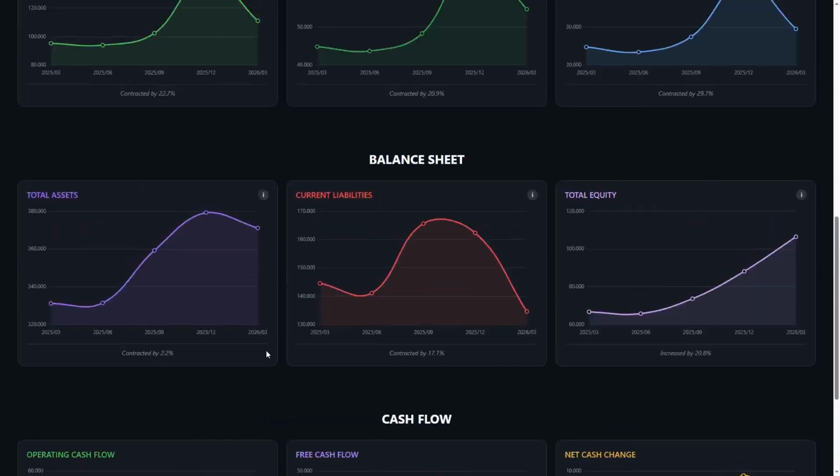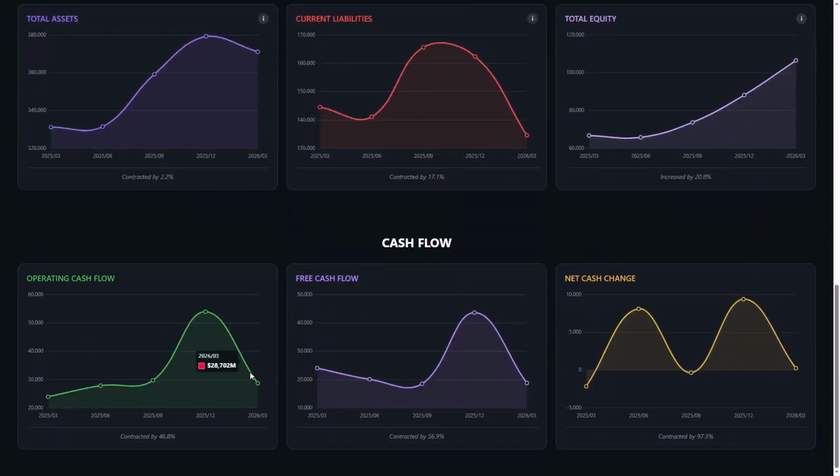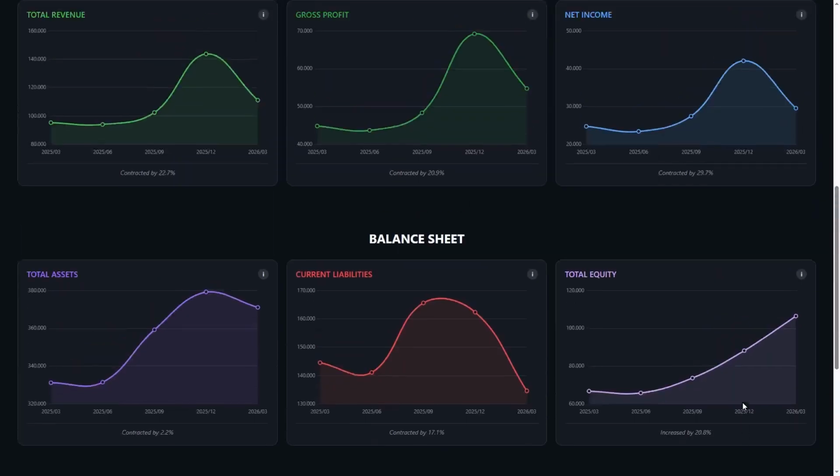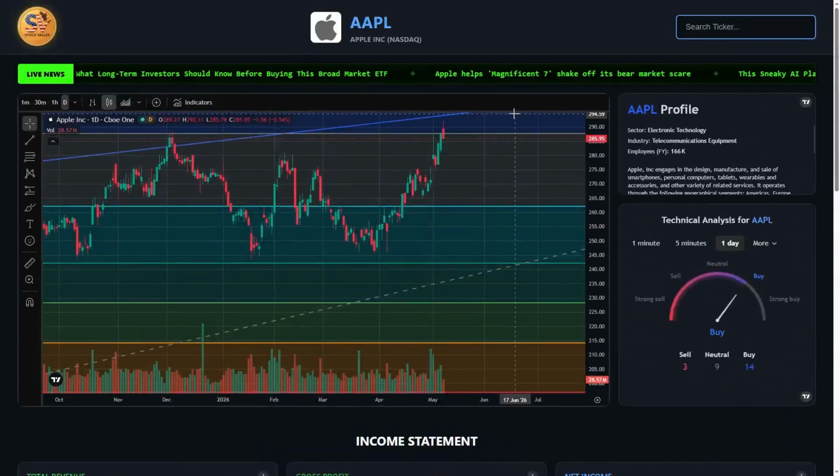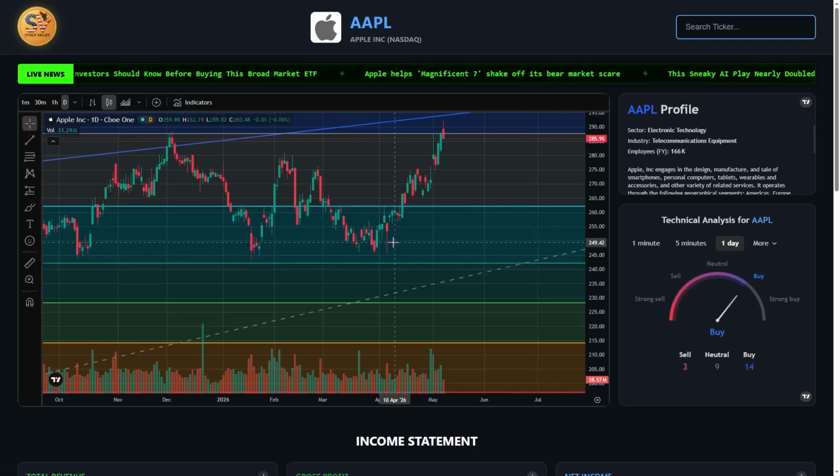What is this? Operating cash flow. In cash flow, as you can see here, there is a slight contraction. Free cash flow and net cash change tables are already shown here. Our values are also present at the bottom here. You can look from the video there for Apple. That's all we will say in this video as of now.